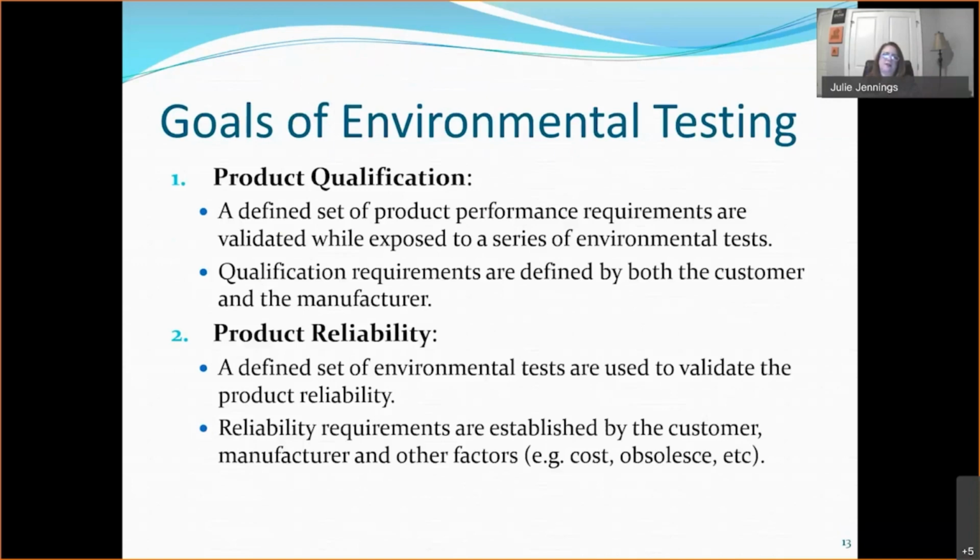The other side of environmental testing includes product reliability, which is a defined set of environmental tests used to validate the product reliability. That seems redundant, but we want to make sure that we send out a product that's good and functional 100% of the time, or depending on the rate of products that you send out, maybe a lesser rate. You may not test every single product in an environment for reliability, but you may test a lot of them. The requirements for reliability are established by customer and manufacturer, and other factors like cost, obsolescence, and those types of things.